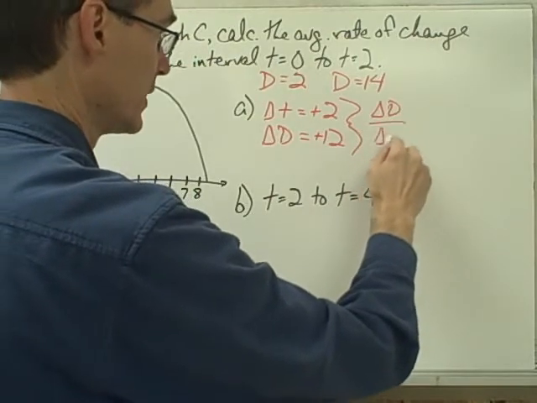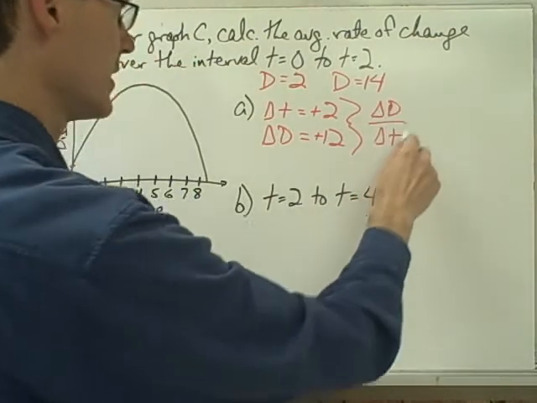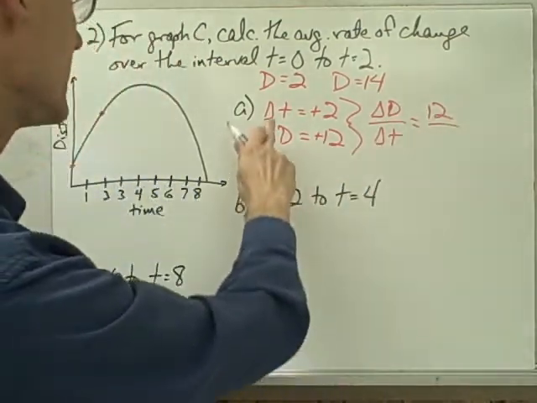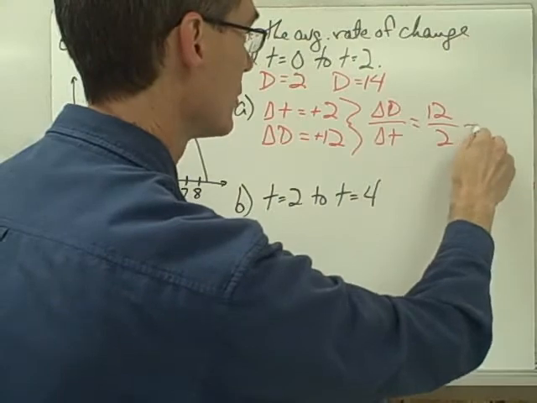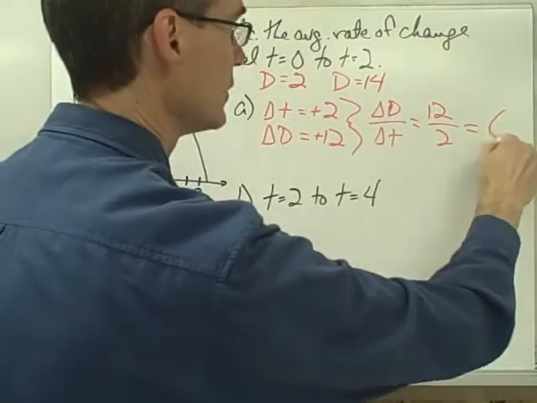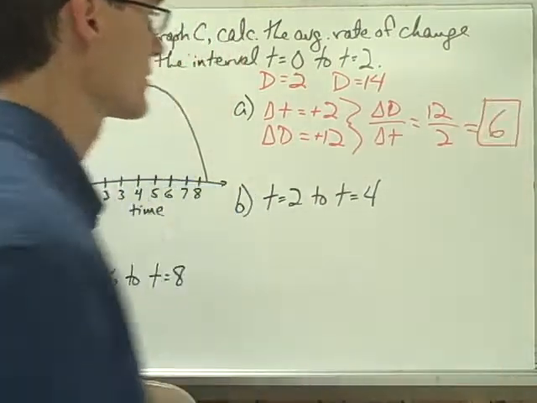I take these and put them together, delta d over delta t. My delta d value is 12. My delta t value is 2. So my average rate of change over this interval is 6.